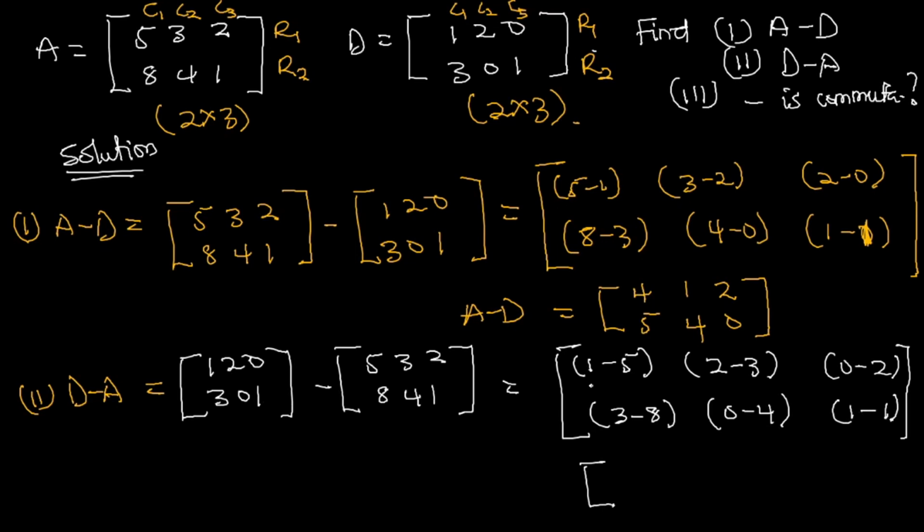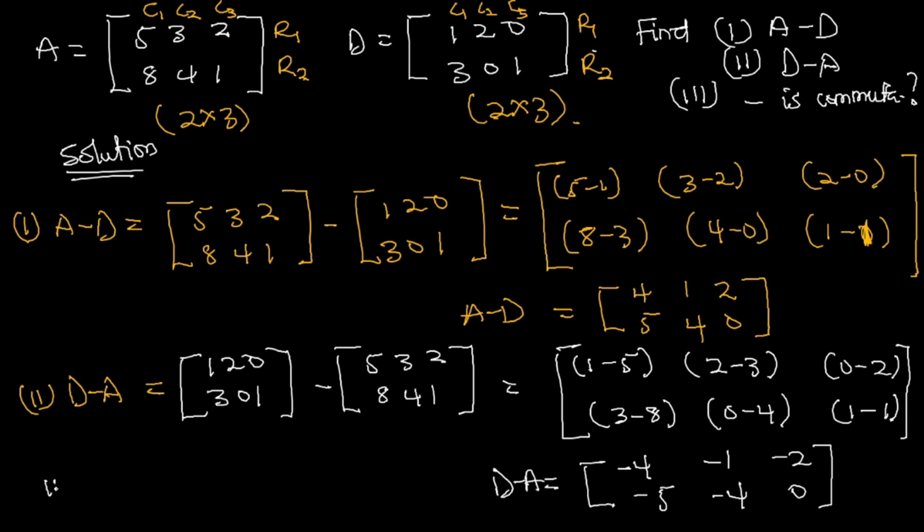So my final answer: 1 minus 5 will give me negative 4, 2 minus 3 will give me negative 1, 0 minus 2 will give me negative 2. 3 minus 8 will give me negative 5, 0 minus 4 will give me negative 4, and then 1 minus 1 will give me 0. So I can see that matrix D minus A is not equal to matrix A minus D, because over here the values are all positive and over here the values are all negative.